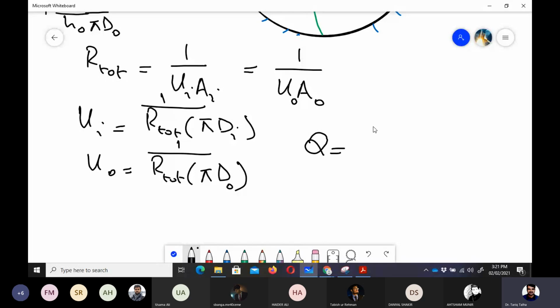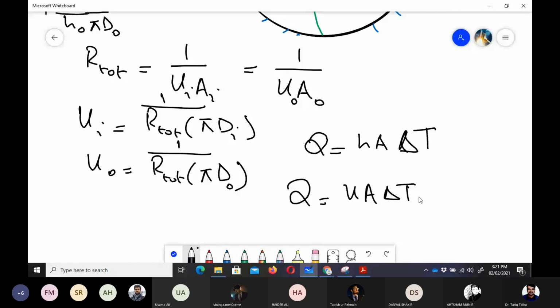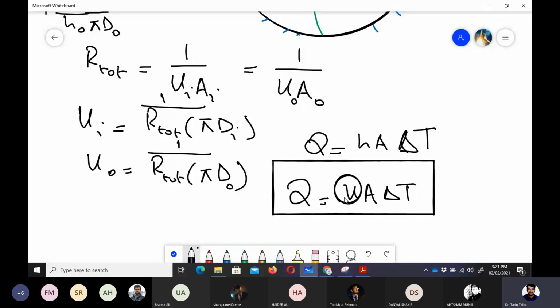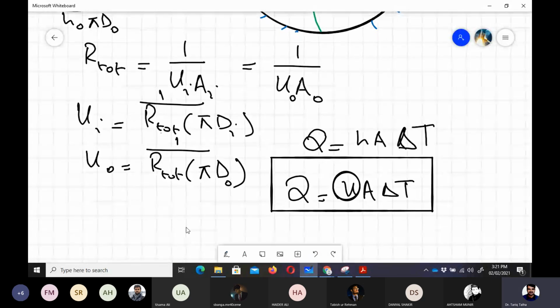And the last thing I want to add here is that if we want to calculate Q, then usually we use hA delta T. So delta T can be logarithmic, it can be Ts minus T infinity. But when we talk about heat exchangers, this formula becomes U into A into delta T. We use U here because we have an additional resistance, the conduction resistance of the pipe, so we have to accumulate all the resistances as well as the fouling effect.